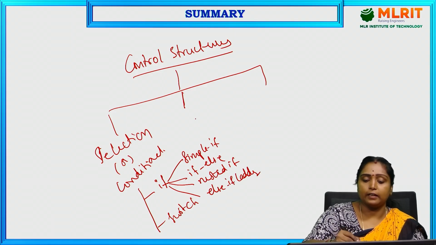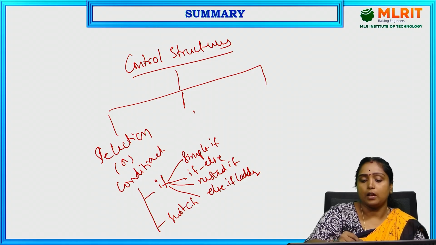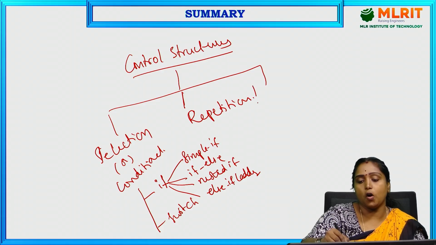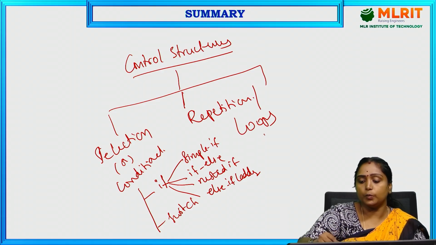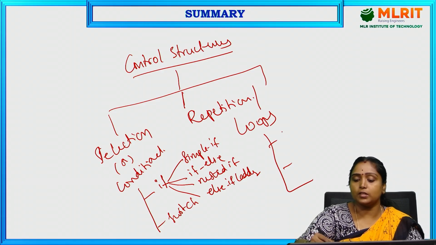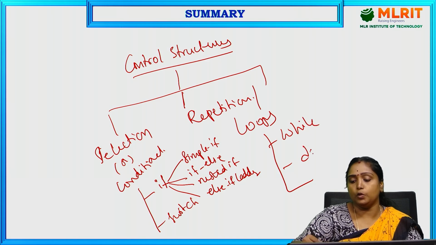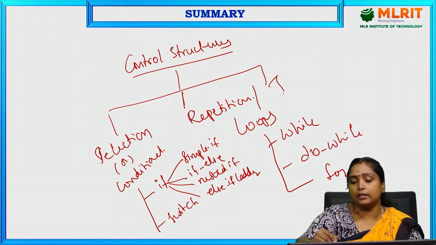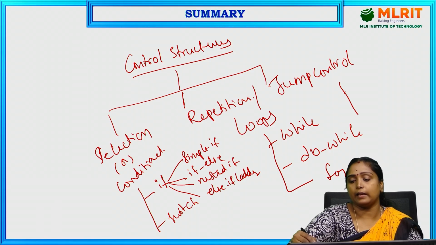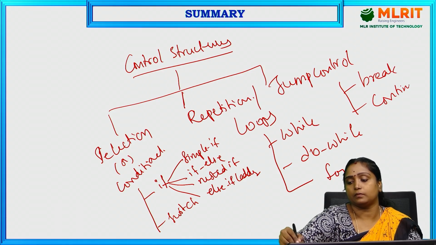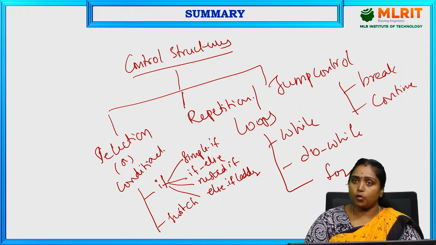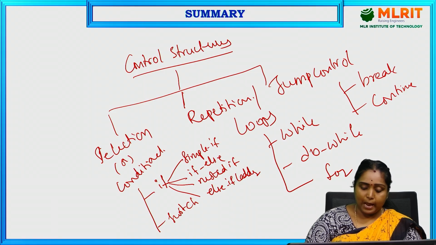Coming to the second part, repetition statements, or you can call them loops. Loops are divided again into three: while loop, do while loop, and for loop. And the third is jump control statements. These are divided again into two: break and continue. So this is what we have seen in the first part.